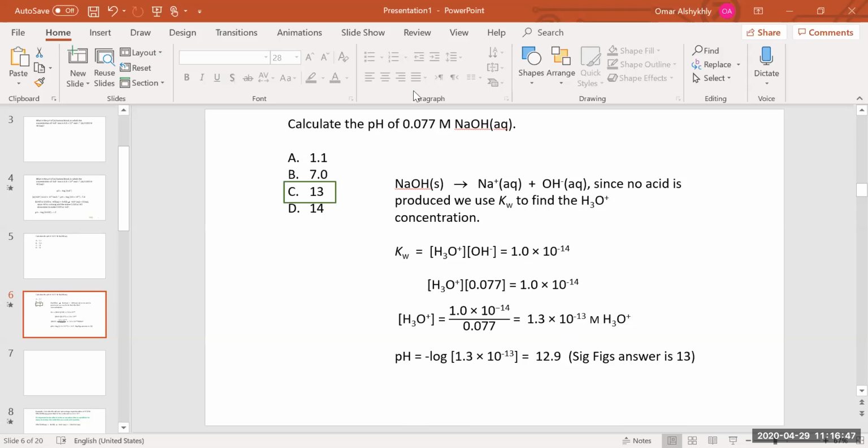So the H3O+ will equal 1.3 times 10 to the negative 13. Then the pH will equal approximately 13.